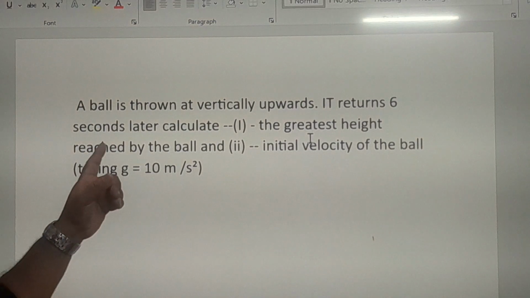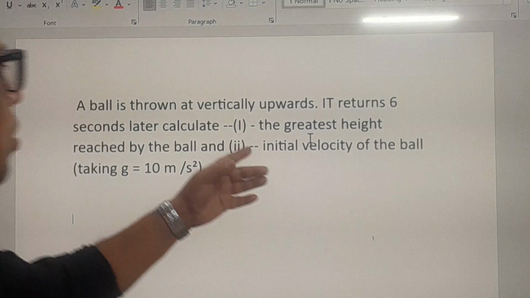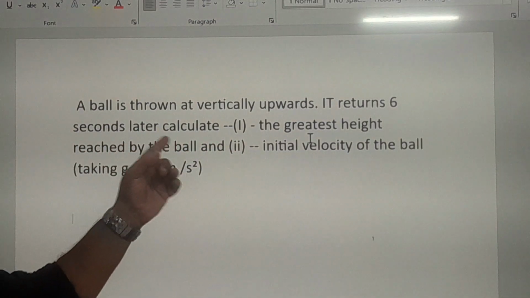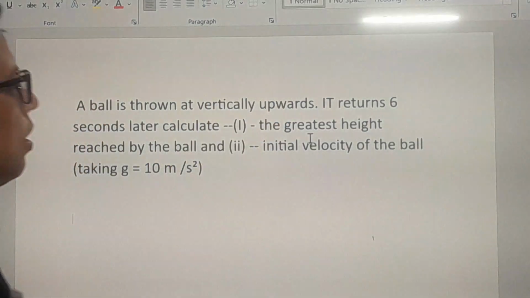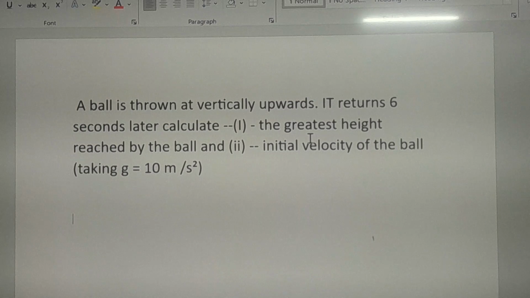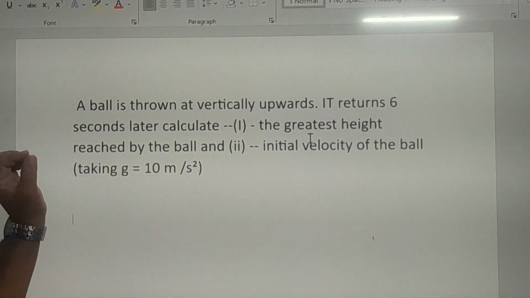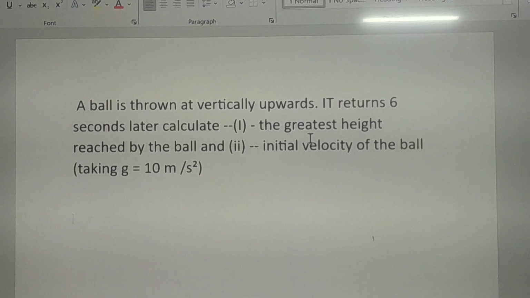The question is that a ball is thrown vertically upward and it returns 6 seconds later. Now, calculate the greatest height reached by the ball and the initial velocity of the ball.